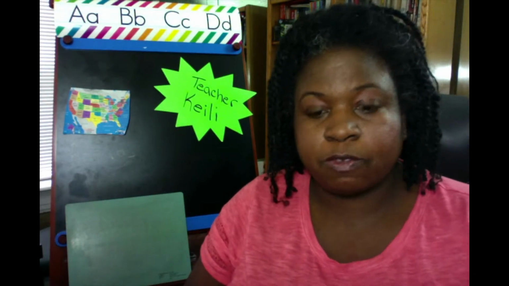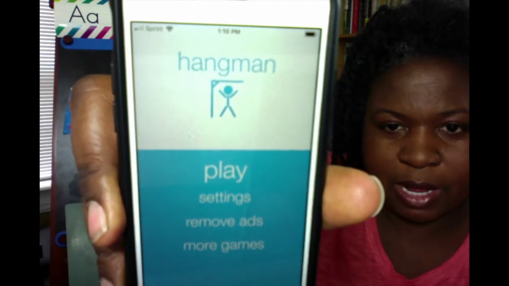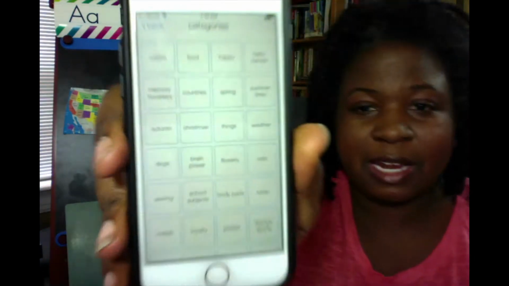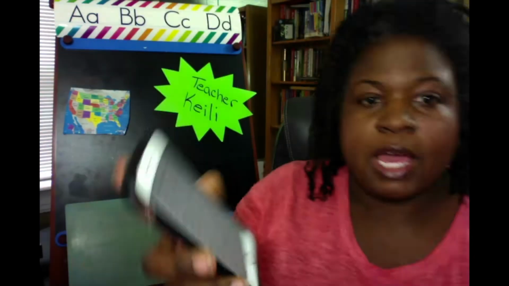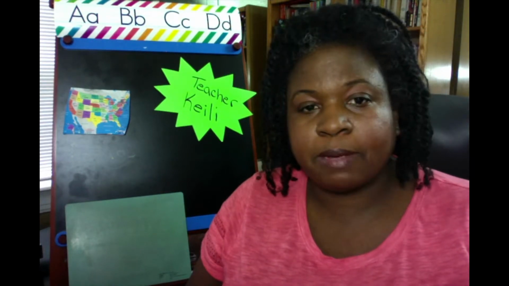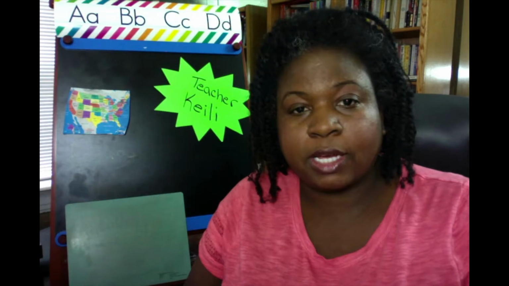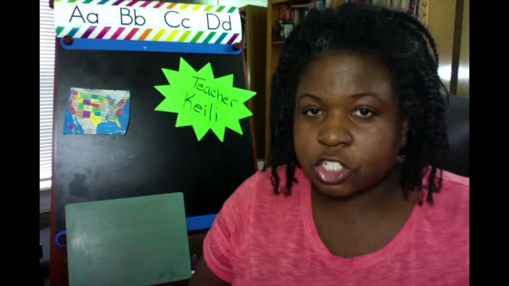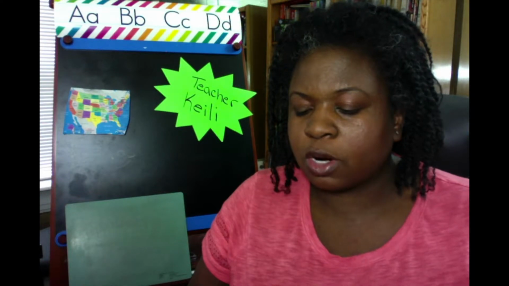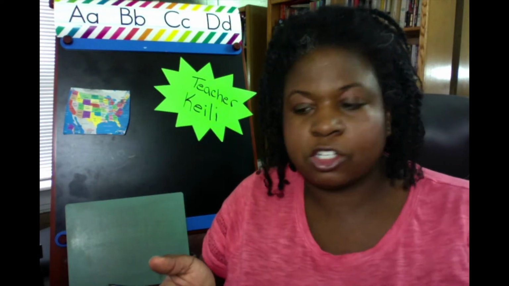You can use a whiteboard for it, or you can use an app. This is the Hangman app that I have. So when I press play, I get categories. And I'll do one of two things. I'll either say, okay, we'll play Hangman, and the category is food. Or I could say, when you do a good job, we will play Hangman. Do you want food or colors or farms? And then they can choose.